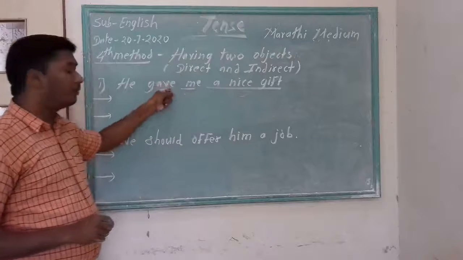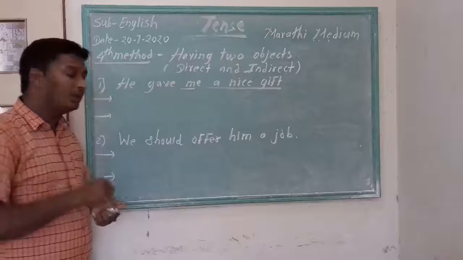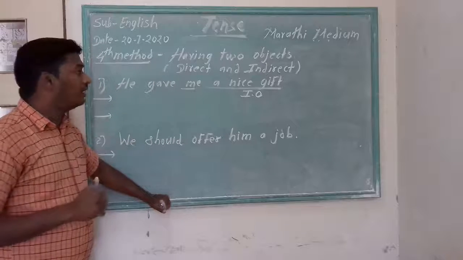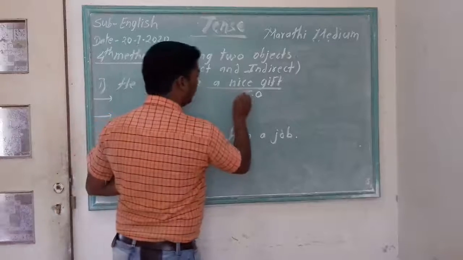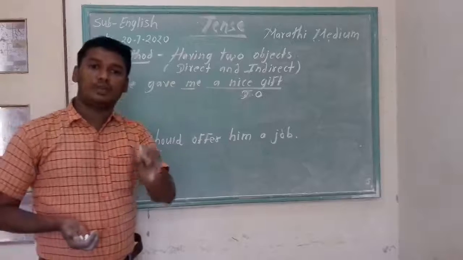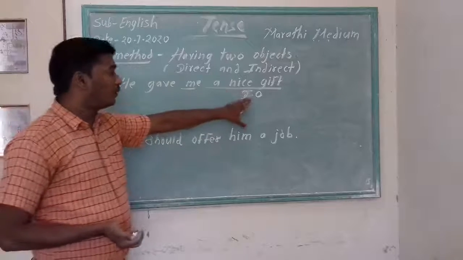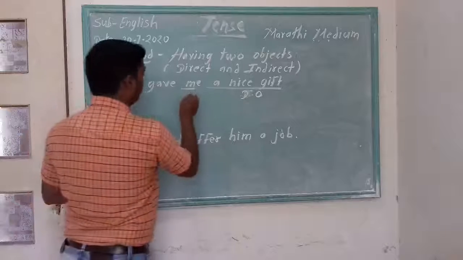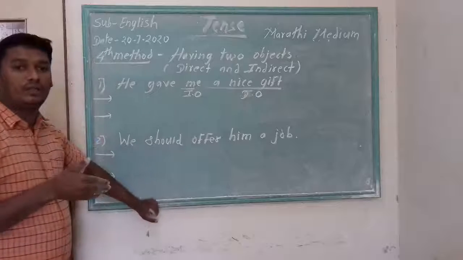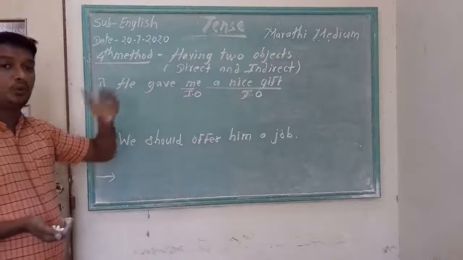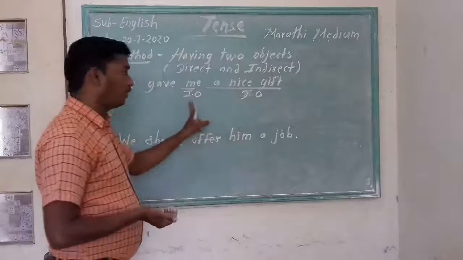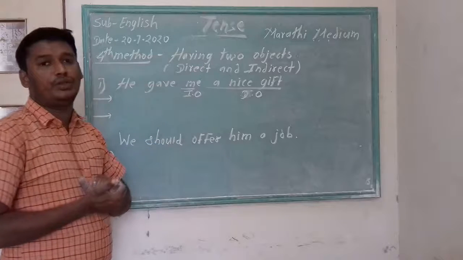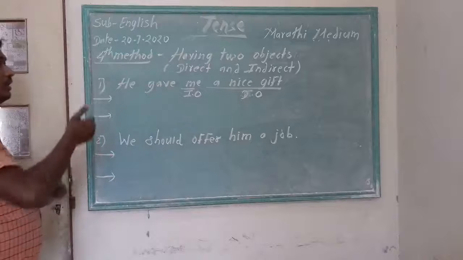So I ask a question to the verb by what. What did he give? We get a nice gift as the answer. It is the direct object. When we ask a question to the verb by what, the answer is the direct object. When we ask by whom, the answer is the indirect object. Now we can convert this active voice into passive voice in two ways. We have learned how to find the direct and indirect objects by asking the verb what and whom. Now look at how to convert it into passive voice.